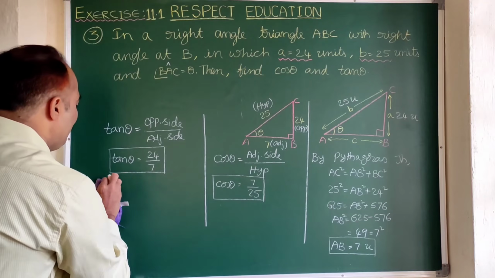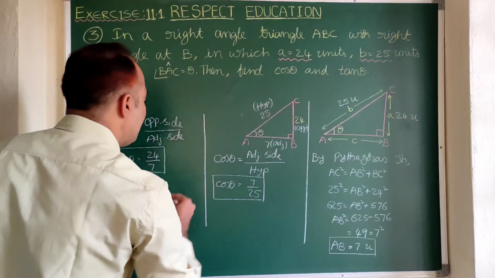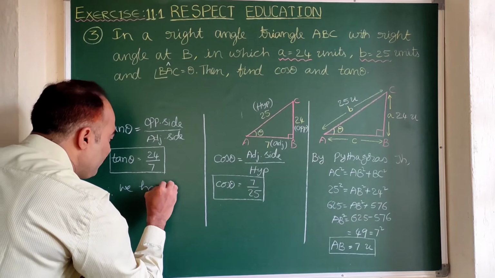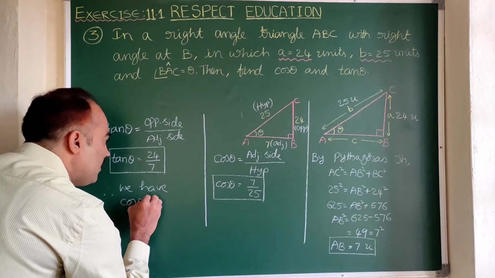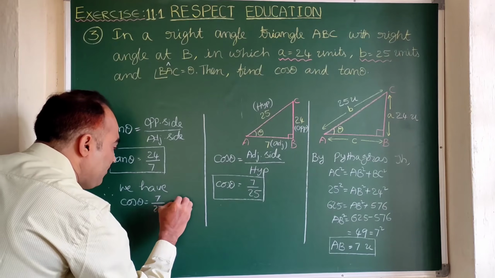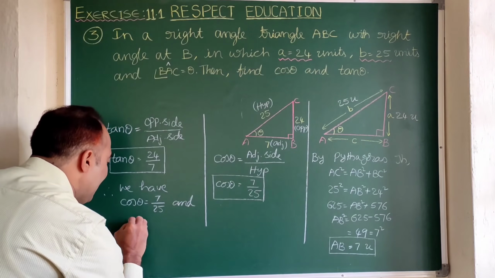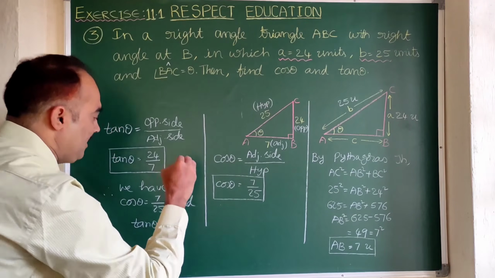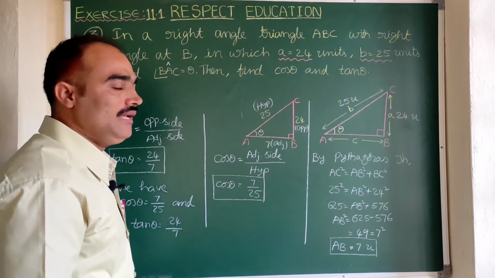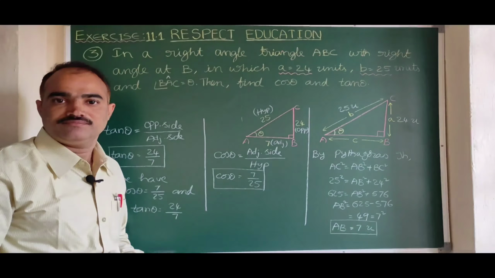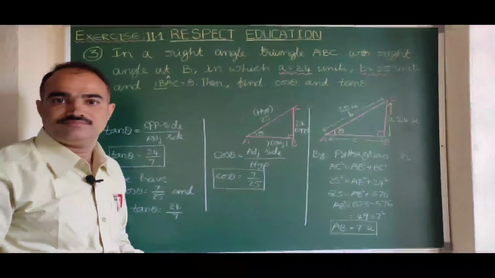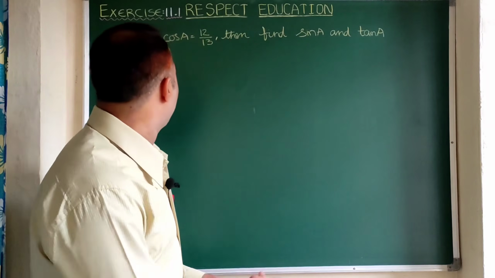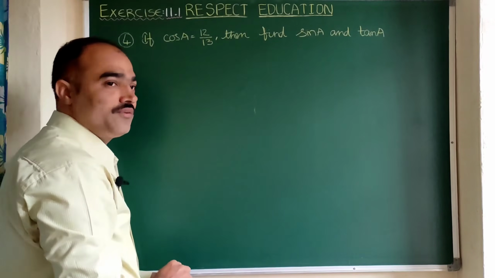So finally we are going to conclude here. Let us write the values together. Therefore we have cos theta is equal to 7 by 25 and tan theta is equal to 24 by 7. With this problem 3 gets completed. Okay, now we see problem number 4.